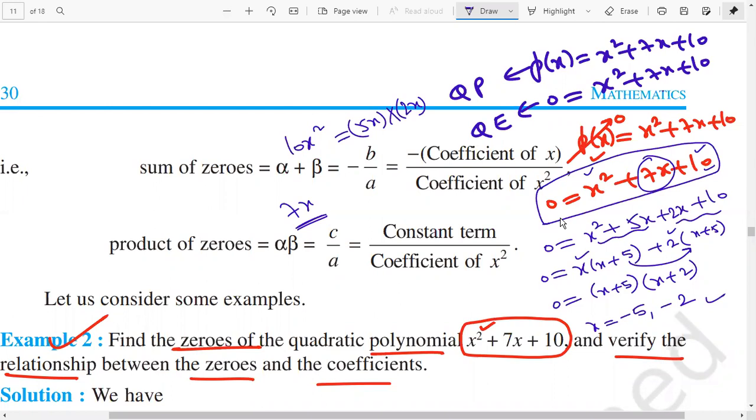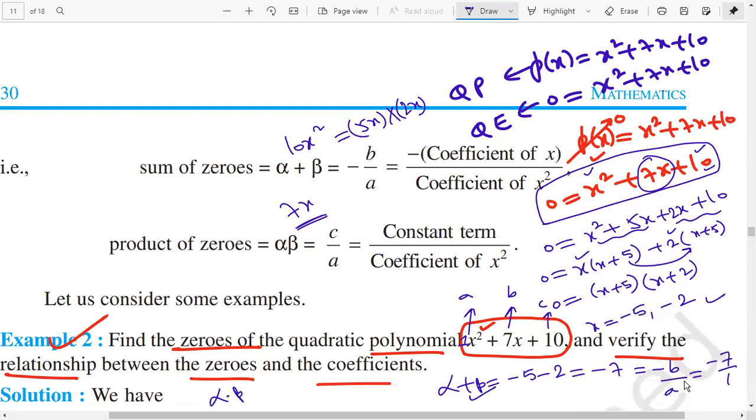Now we have to verify. Verify means the x values are alpha and beta only. So alpha plus beta will be, one is alpha minus 5, one is beta minus 2, that is minus 7. It should be equal to minus b by a. So what is the b value? If we match with the standard equation, this will be b, a is 1, and c will be 10. So minus b by a will be minus 7 by 1, that is minus 7. That is correct. That means verified.